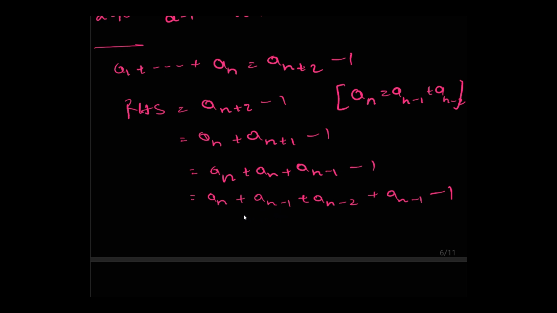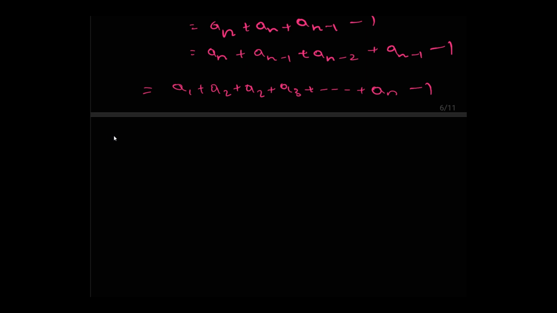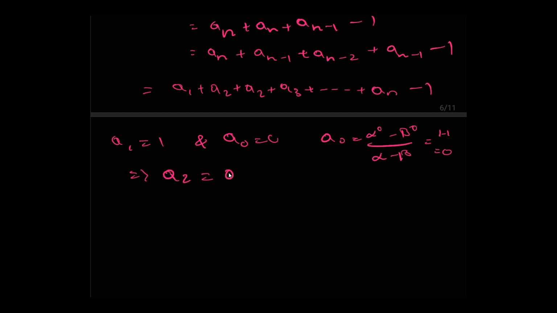Again apply for n−1 and so on. Finally we get a1 + a2 + a3 + and so on + a_{n−1}. Now we know that a1 equals 1 and a0 equals 0, since a0 equals (alpha power 0 minus beta power 0) by (alpha minus beta), that equals (1 minus 1), that equals 0, and a1 equals 1. That implies a2 is a1 + a0, that equals 1.